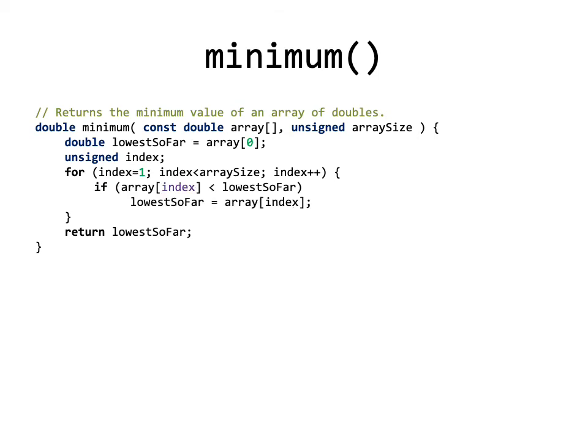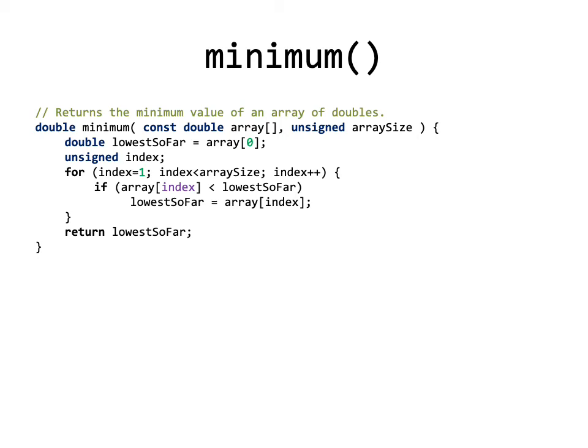In this loop, every time we look at the next index of this array, we're going to ask the question, is this next index lower than the lowest that we've seen so far? And if that's true, then we're going to set lowest so far equal to this new lower value. Pretty cool. And so at the very end, we return that lowest value, and we're done. Give yourself a pat on the back if you've got this so far.